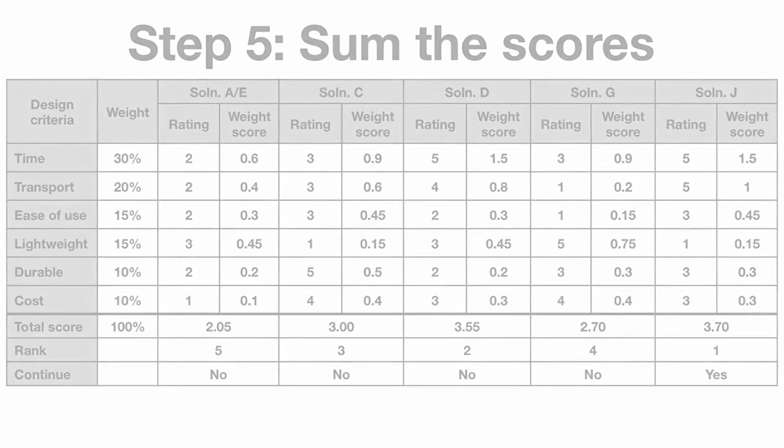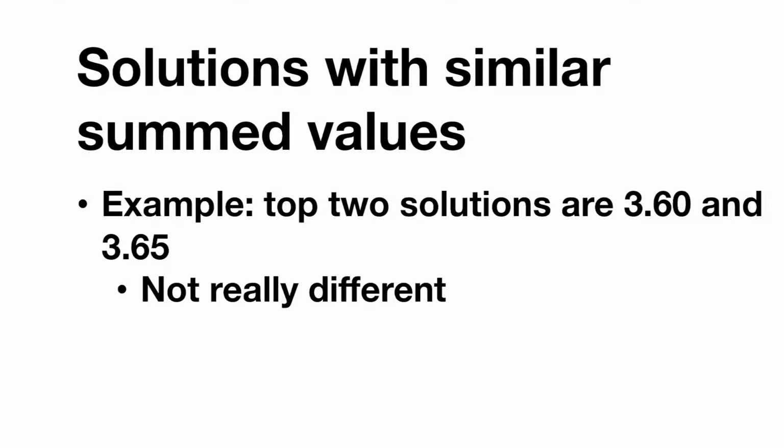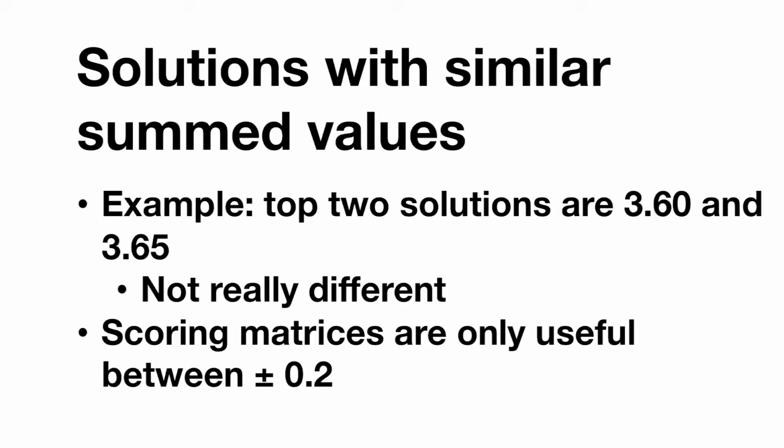So let's consider the situation where solutions had similar sum values. For example, the top two rankings were 3.6 and 3.65. Do you think these values are really different? I don't think so. This is an example of when you need to take a closer look. P matrices are great, but they're only good to within plus or minus 0.2 or so.